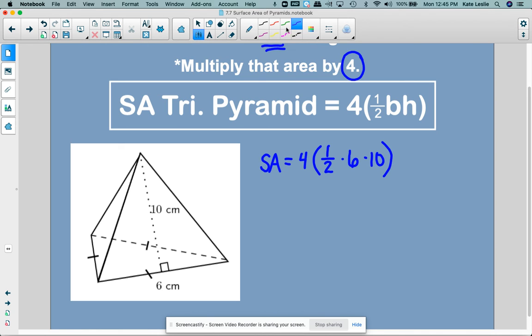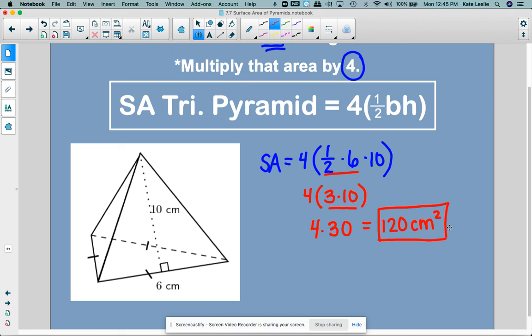Okay, so now order of operations, we have to do half of 6. So we have 4 times half of 6 is 3. Bring down the times 10. 3 times 10 is 30. So 4 times 30. Our final answer is 120 square centimeters. Nice and easy. So just the triangle area formula times 4 because there are 4 triangular faces.